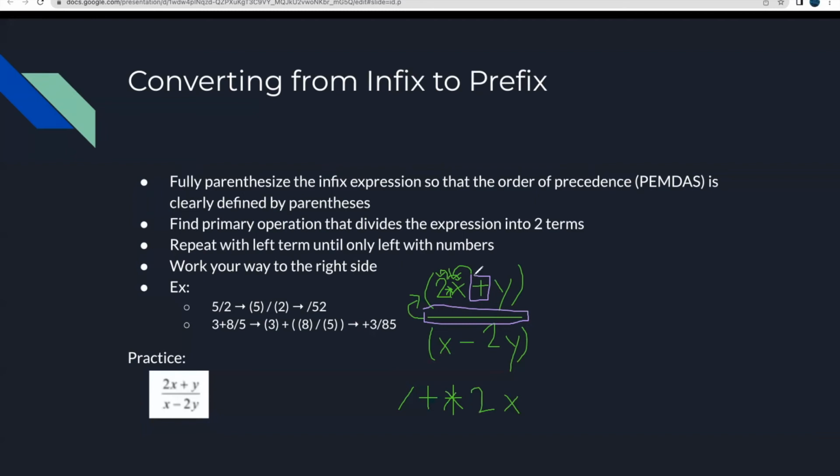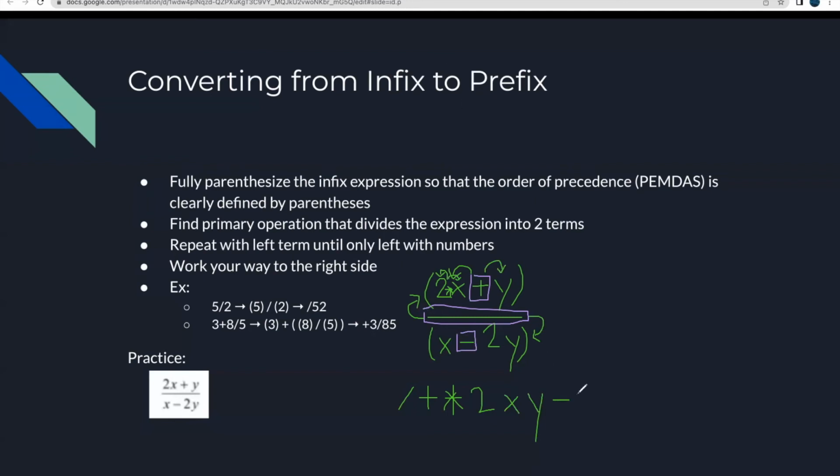And then finally, we're done with the left side of this plus sign. So we're gonna go to the right side here and see this y. And finally, we're gonna go to the right side of our division sign. Again, we're gonna go and find this primary operator right here. We're gonna add that to our answer.